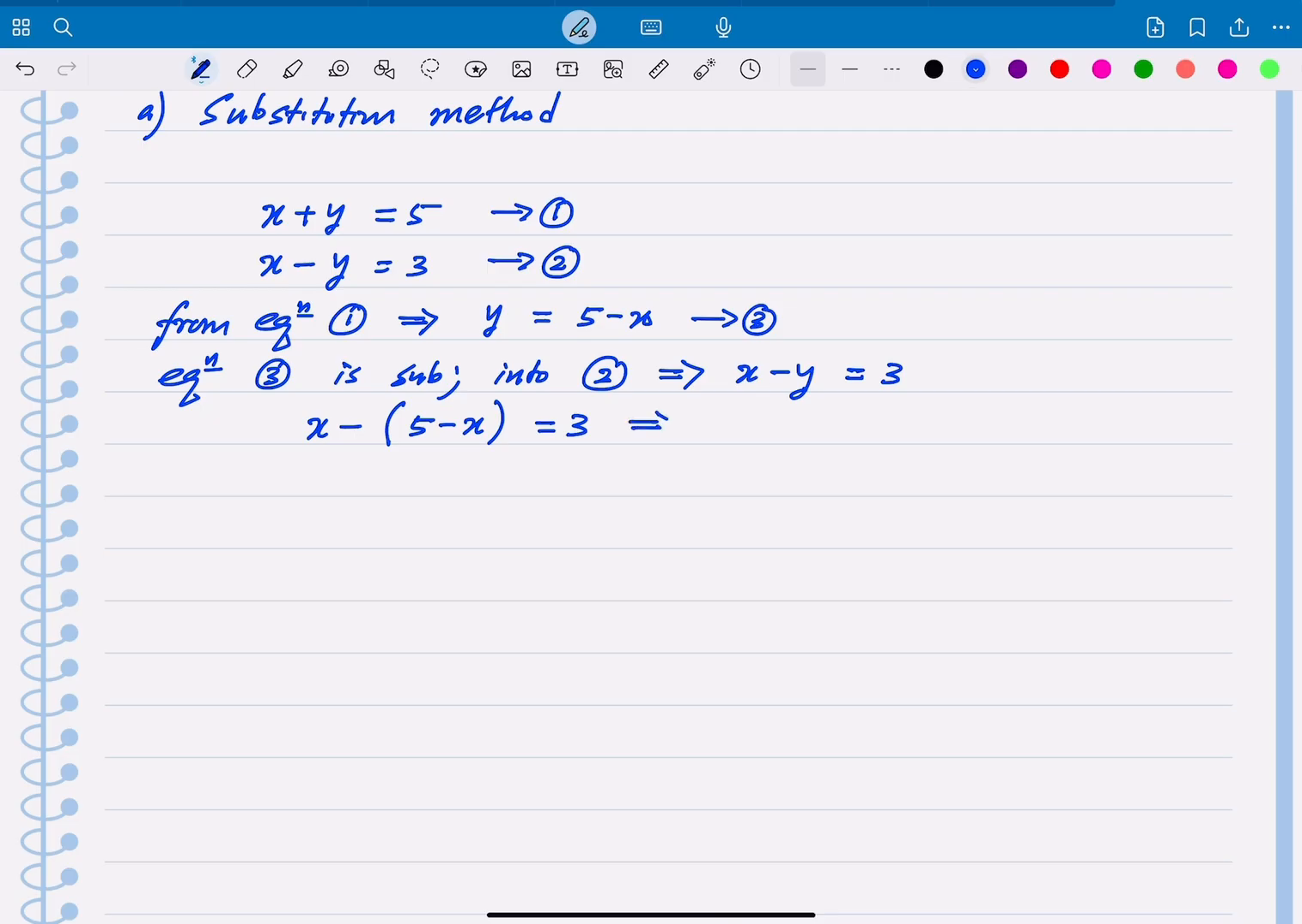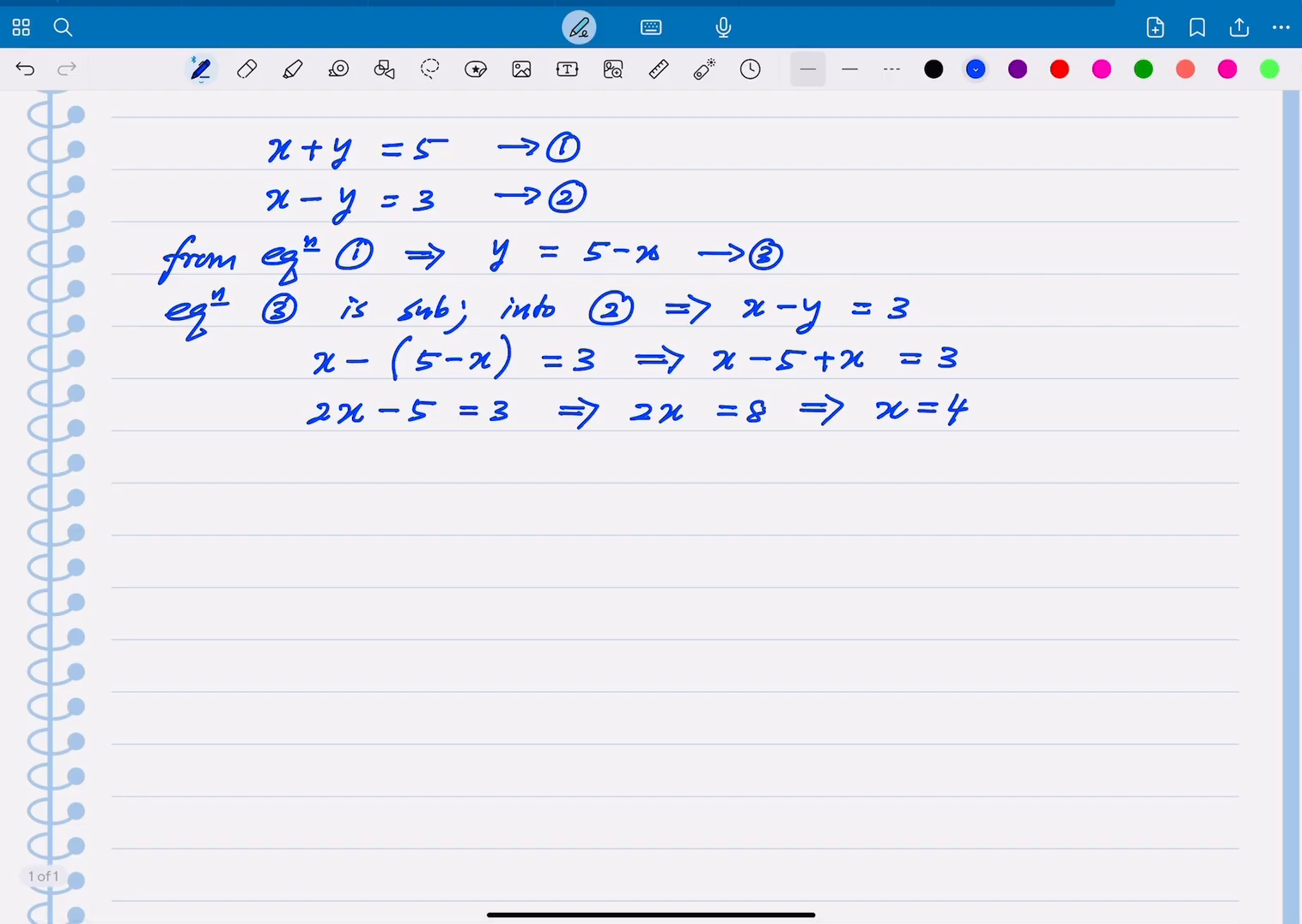Now it's just a simplification. So now it's going to be x minus 5 plus x, bracket simplification, is equal to 3. When you simplify, you get 2x minus 5 is equal to 3. This becomes 2x is equal to 8 and x is equal to 4. So now we found one of the unknowns. Now we need to find y.